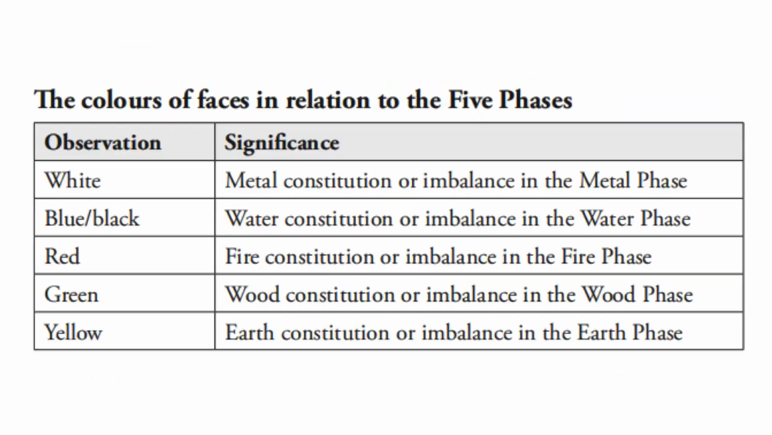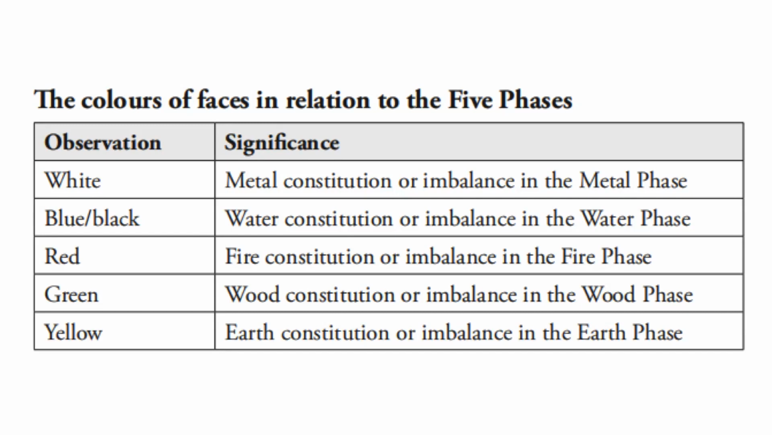Here we have a table summarizing the observation and the significance of the different colors of the face in relation to the five phases. If the face color is white, it could mean the person has a metal constitution or an imbalance in the metal phase. If it's blue or black, the patient has a water constitution or an imbalance in the water phase. If the face is red, the patient is of fire constitution or there is an imbalance in the fire phase.